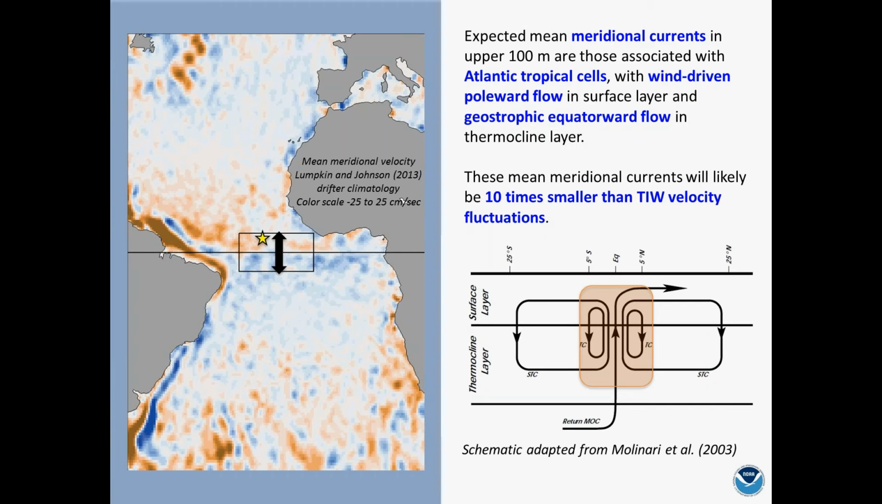But these currents, if you notice, the scale changed. Before it was plus or minus 50 centimeters per second for the mean zonal flow, and for the meridional flow, it's plus or minus 25 centimeters per second. These mean meridional currents are likely about 10 times smaller than the perturbations you would see due to tropical instability waves. So that's why they're hard to observe when you take repeated transects of shipboard ADCP estimates, because they're many times aliased by the high frequency variability.